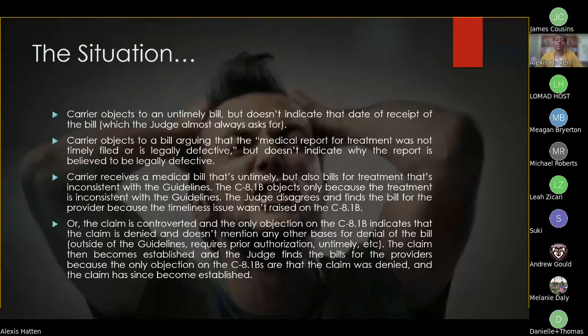So if the claim is controverted, you should still be looking for the fact that a bill may be untimely, no prior authorization. You should still be looking for whether or not the report is legally defective, whether or not it complies with the guidelines, and you should put them all on the C8.1b so that if the claim is established, you can still maintain those other bases for denial of the bill.